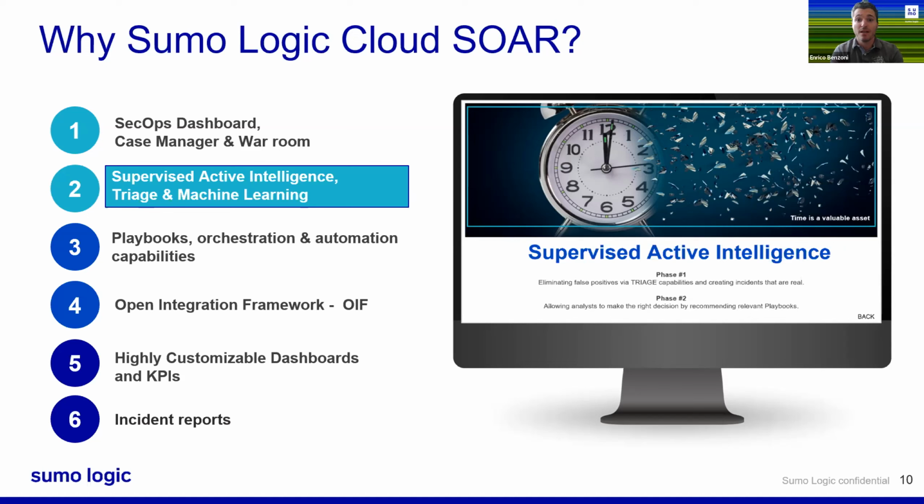In addition, the supervised active intelligence allows you to identify which alerts are false positives and which are not, and this allows you to create an incident just for real threats. So you can also improve the audit perspective, because when you show the KPIs, you have fewer incidents created, and this is very easy. So these are the first 2 points.